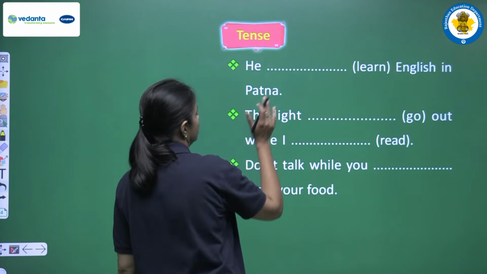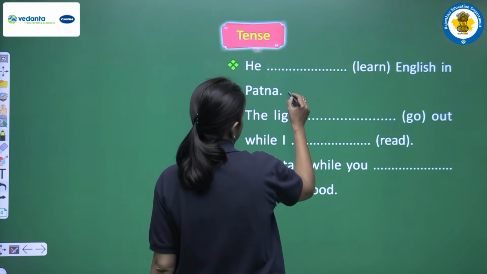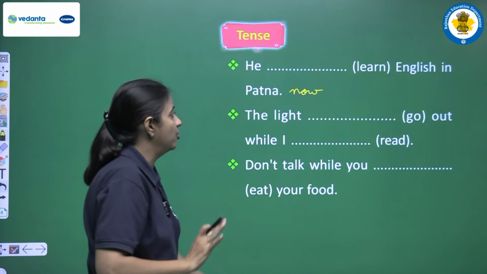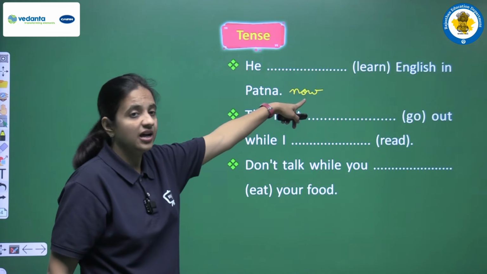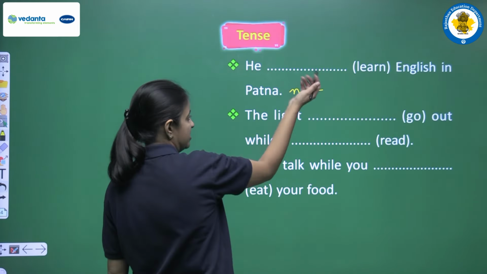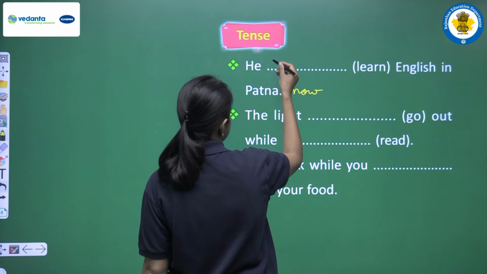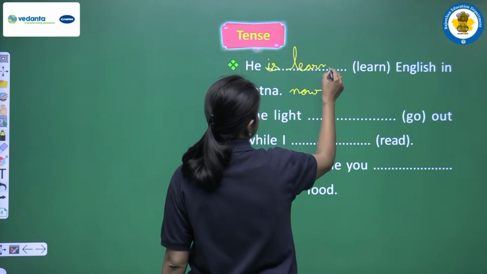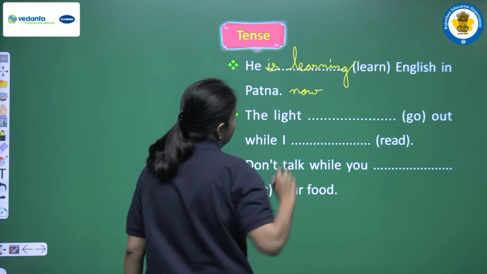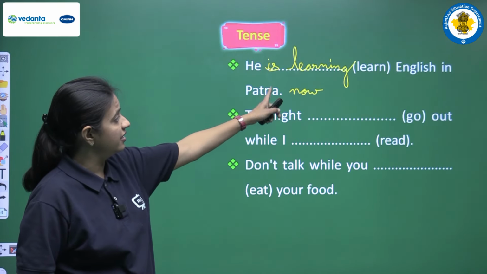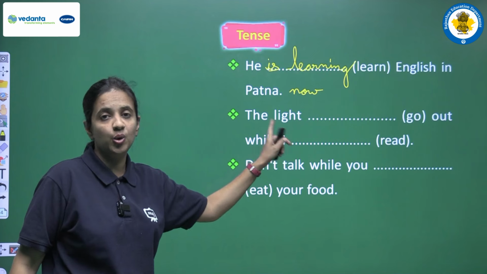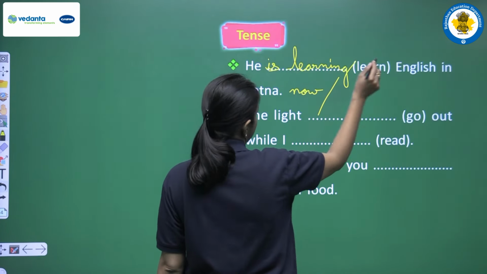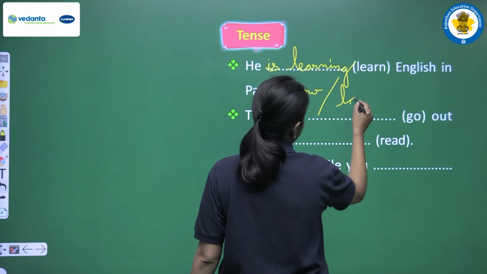And suppose अगर हमारे sentence में होता now. Suppose we are having now, he learned English in Patna now. तब हम क्या करते? Obviously हम continuous tense बनाते, तब हमारा answer होता he is learning. Then our sentence will be he is learning English in Patna now. Clear? Second option, suppose if we are having he learned English in Patna, let's say last year.